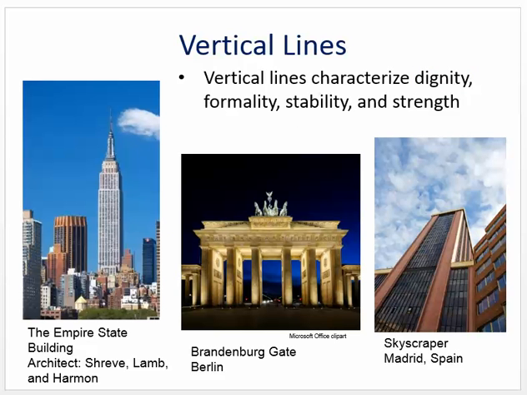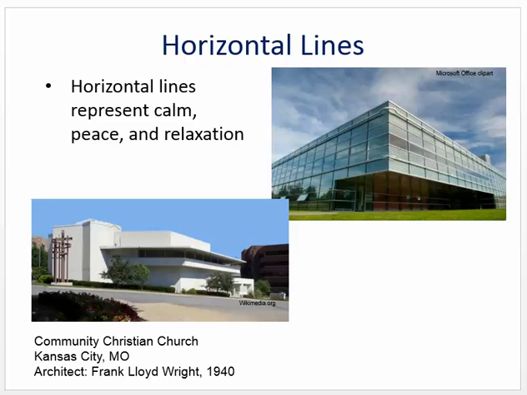Okay, vertical lines. All right, you see them in banks, you see them in architecture, you see this right here in the Empire State Building. Horizontal lines. All right, here's a Christian church. Up here, I'm not quite sure what this is, but you're seeing lots of horizontal lines.